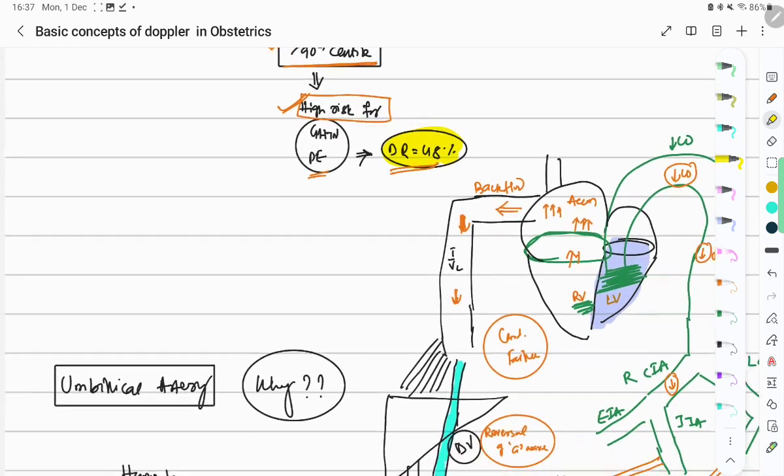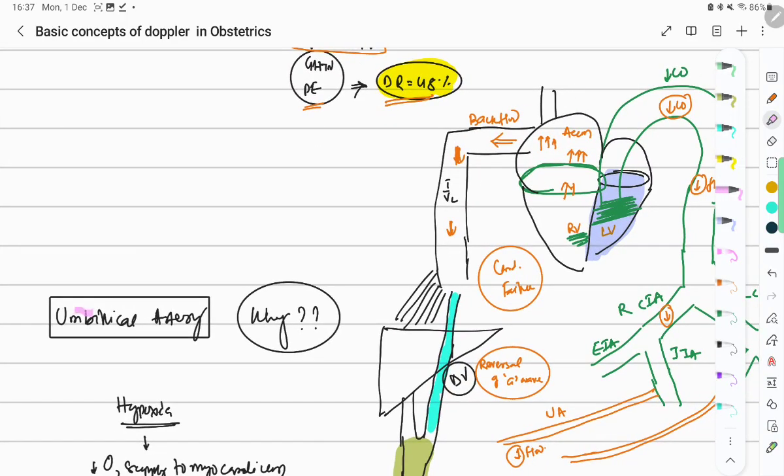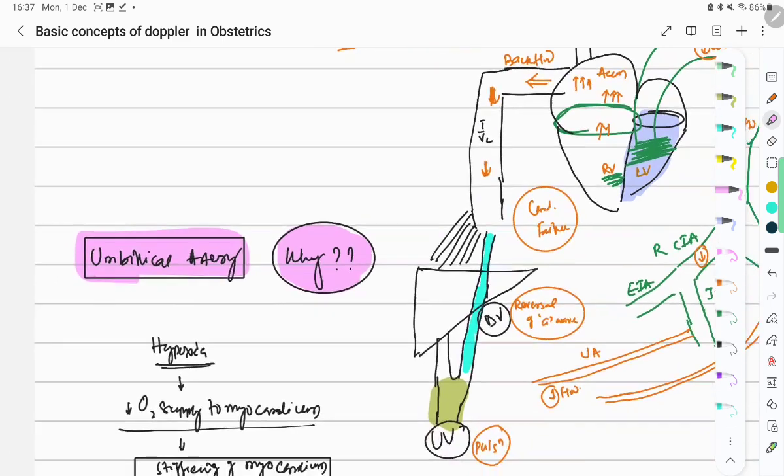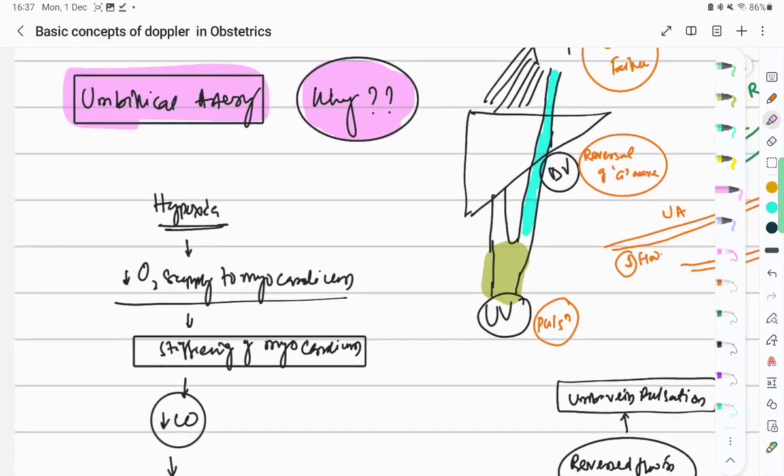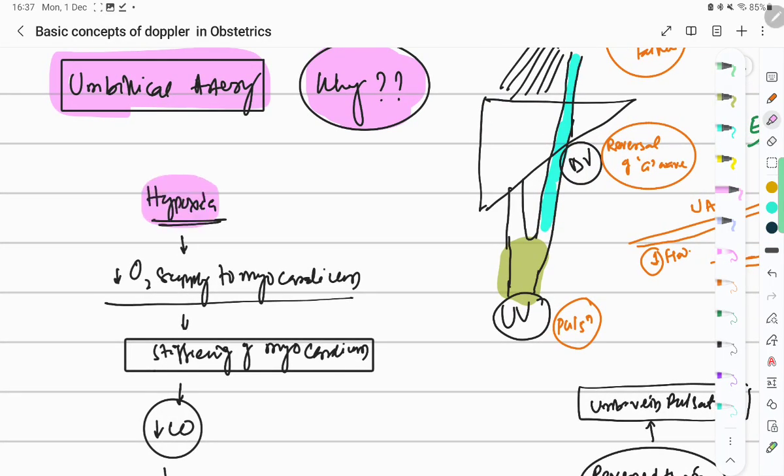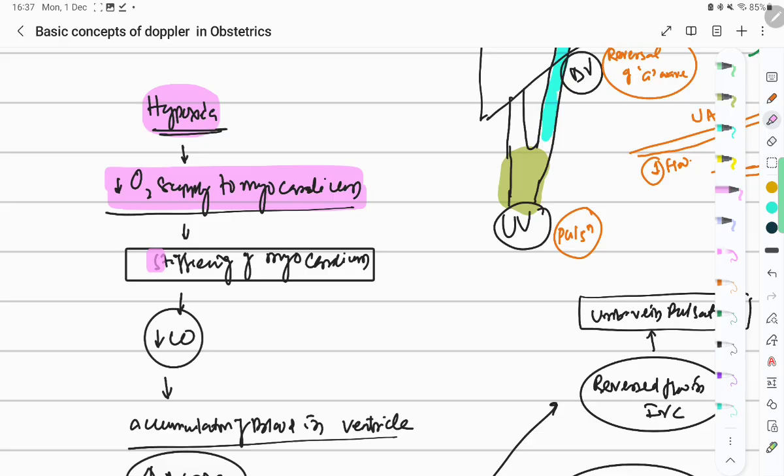Okay, then coming to the umbilical artery Doppler. Why are we doing the umbilical artery Doppler? First, understand the concept. See, initially there is fetal hypoxia. Suppose in the third trimester there is fetal hypoxia or fetal distress, and there will be decreased oxygen supply to the myocardium. So there will be stiffening of the myocardium. Can it pump adequately or not? It cannot pump adequately, so the cardiac output will gradually diminish.